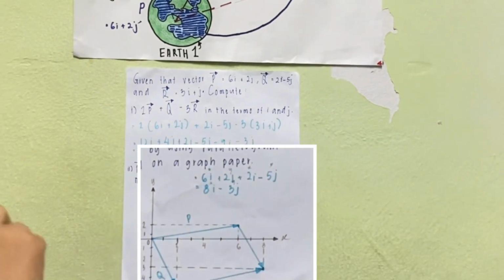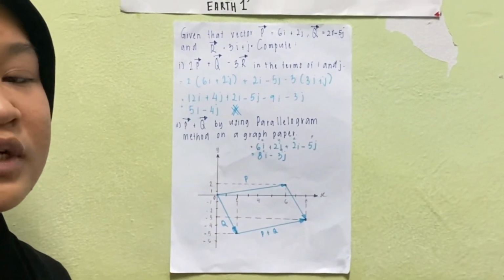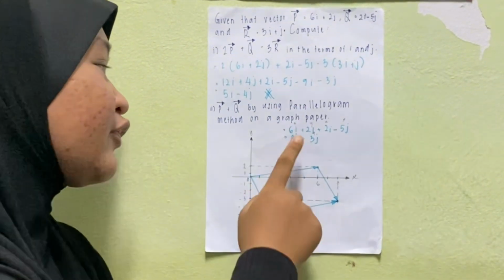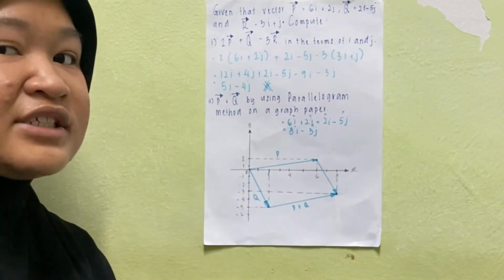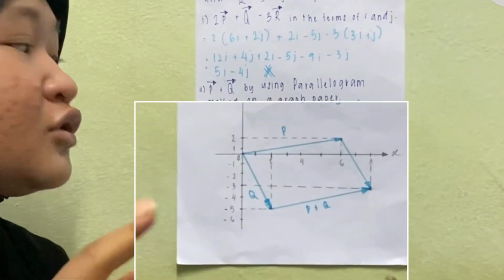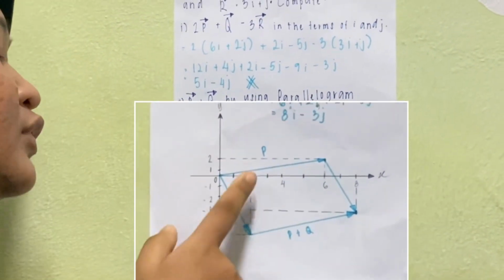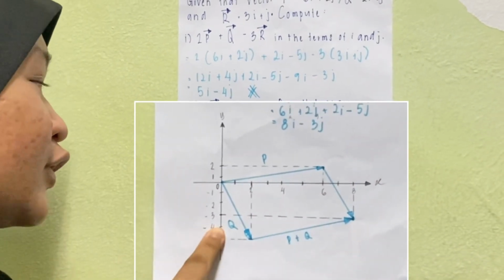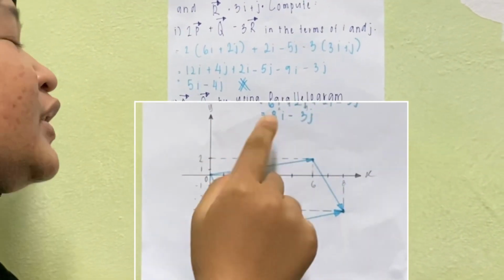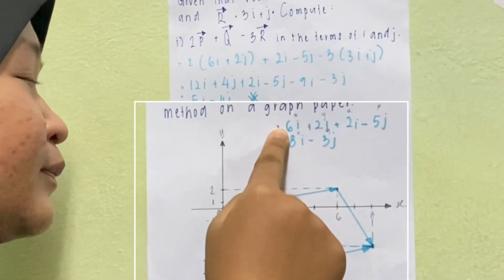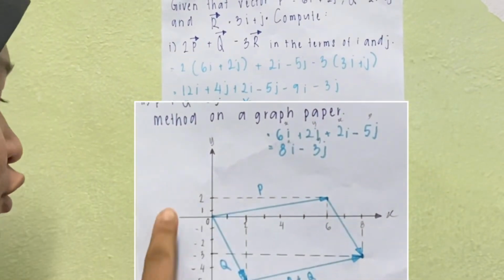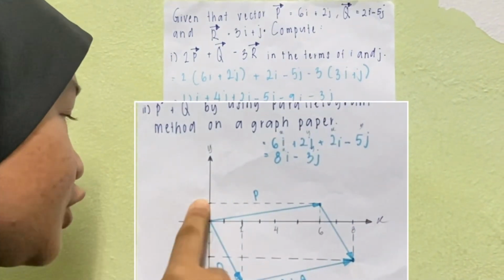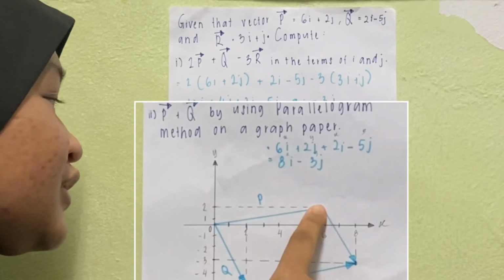From this question, you need to make a graph. To make the graph, for the i, it is x, and for the j, it is y. So you just put it here like this. For the first one, you take the P point. P is 6i plus 2j. So 6i is 6 on x, and 2j is 2 on y. So you just mark it here.